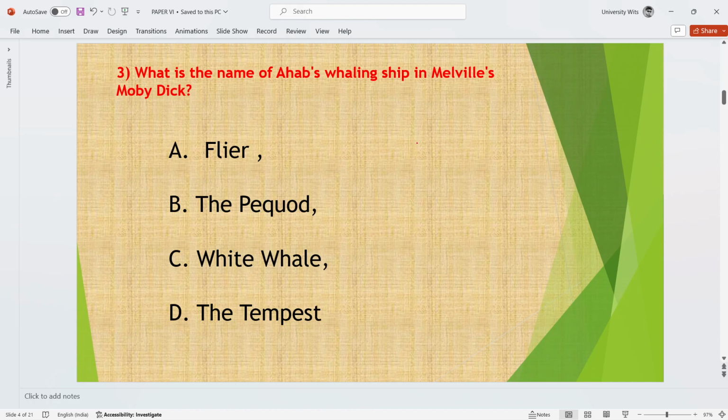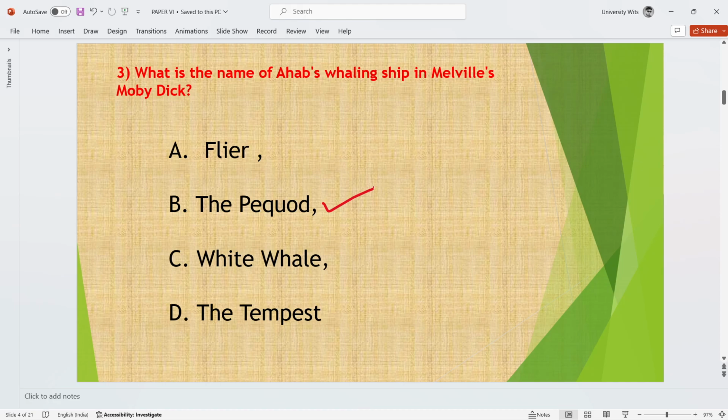So basically, the university wanted to know from you what is the name of Ahab's whaling ship in Melville's Moby Dick. I'm talking about Ahab, not Ishmael. What is the name? Okay, I think you know. If you read Moby Dick, then obviously you know. The Pickwick is the answer, right? This is the name of Captain Ahab's whaling ship throughout Herman Melville's Moby Dick.